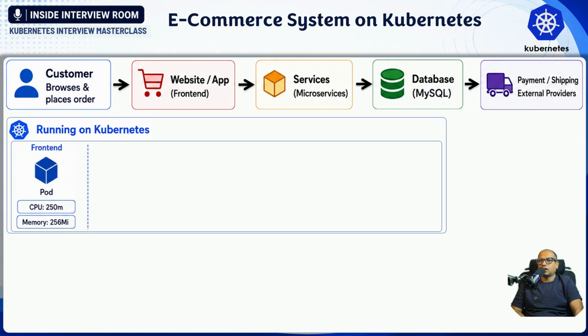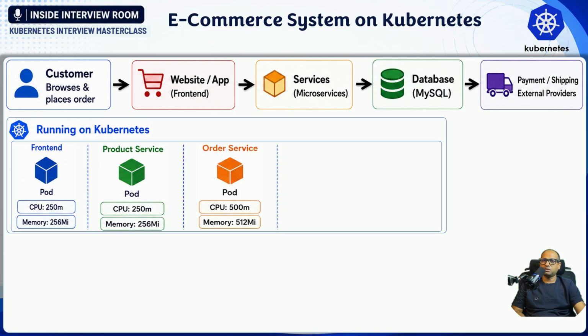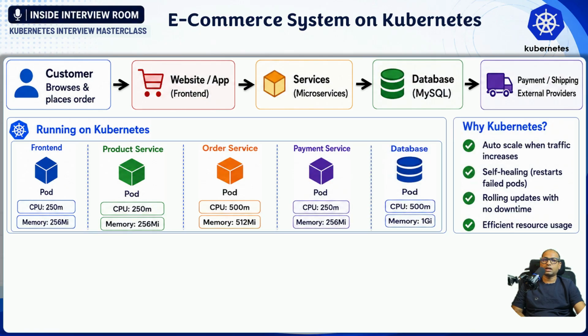So how is it running on Kubernetes? Front-end pod with CPU and memory, then the product service, order service, payment service, and database. Every service has its request and limit for resources. Why Kubernetes? Autoscaling with traffic increase, self-healing, restarting failing pods, rolling updates with no downtime, and efficient resource usage.